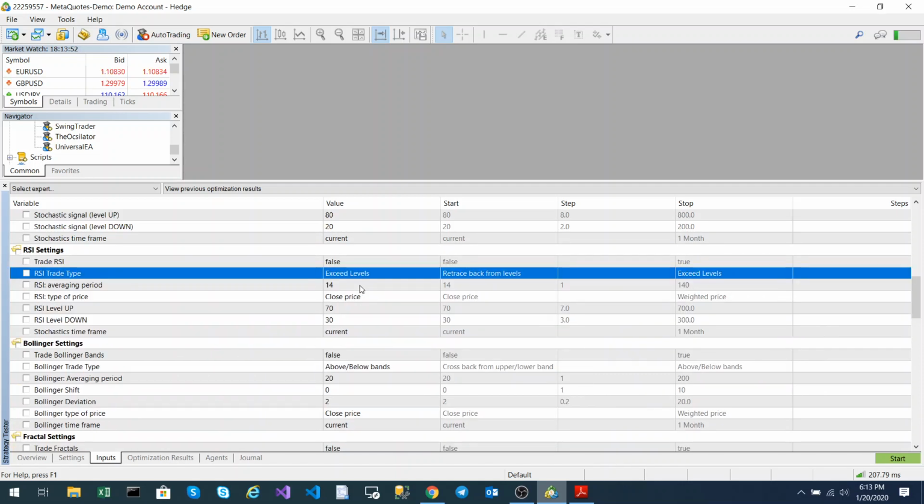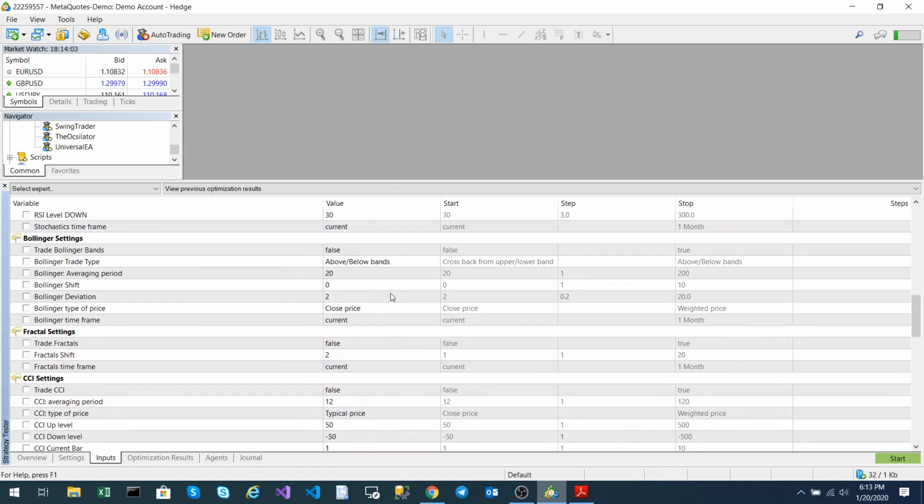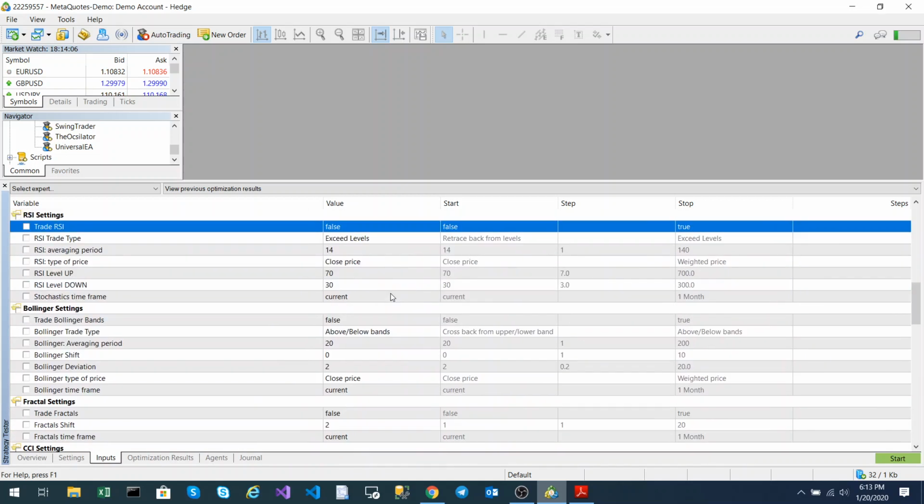Each of these has an input parameter of trade, true or false. So if you want to use that setting, you would set this to true. Please make sure you always have at least one indicator set as true, else it would just randomly enter in the market.